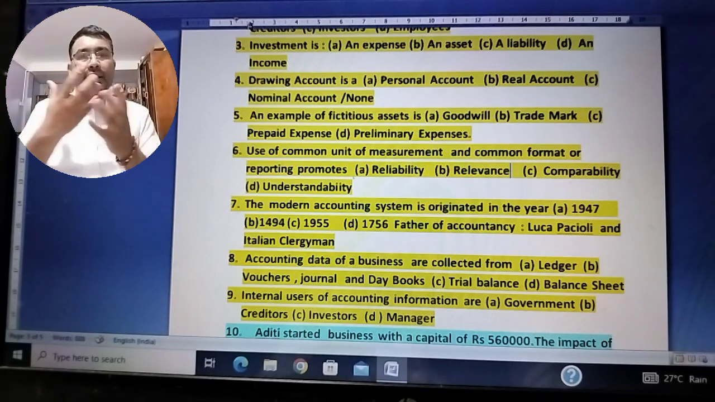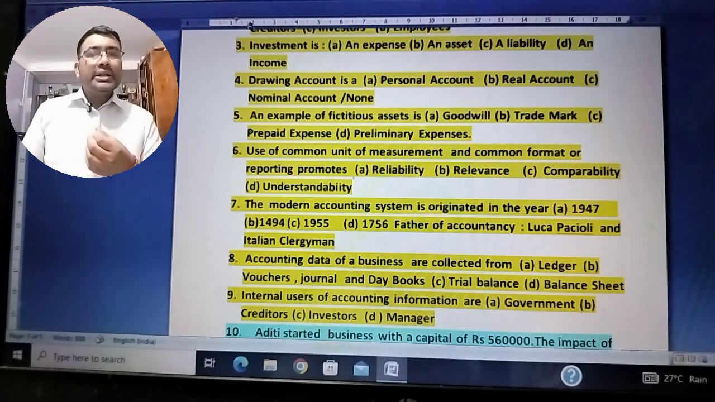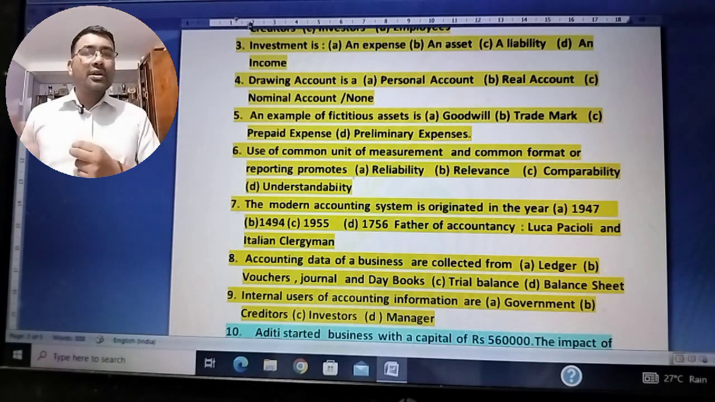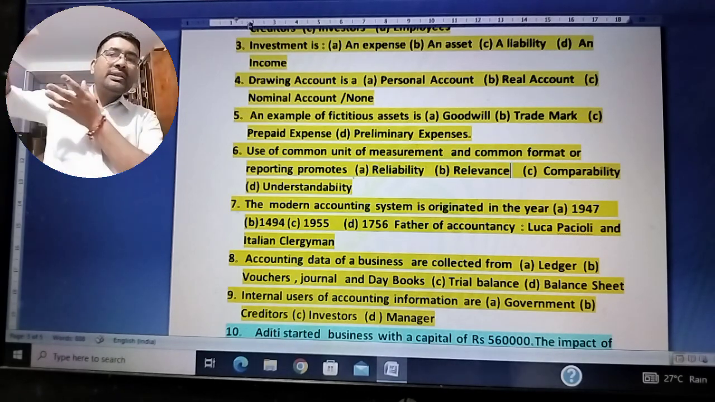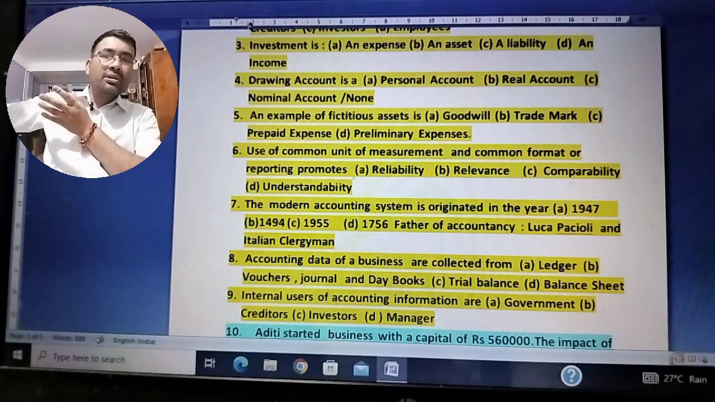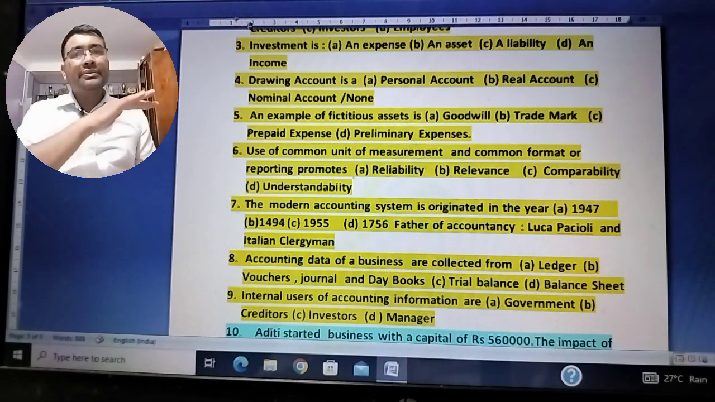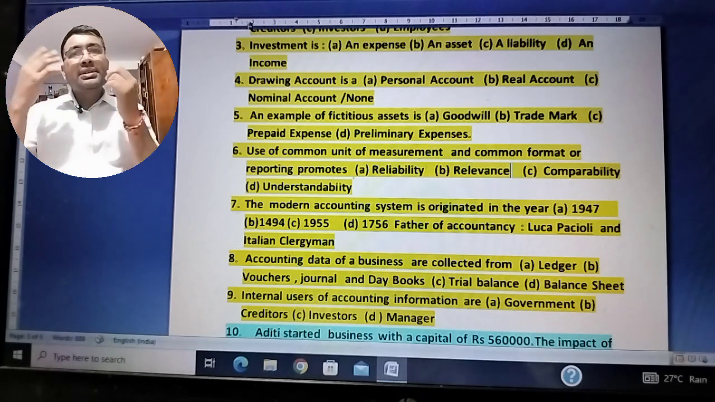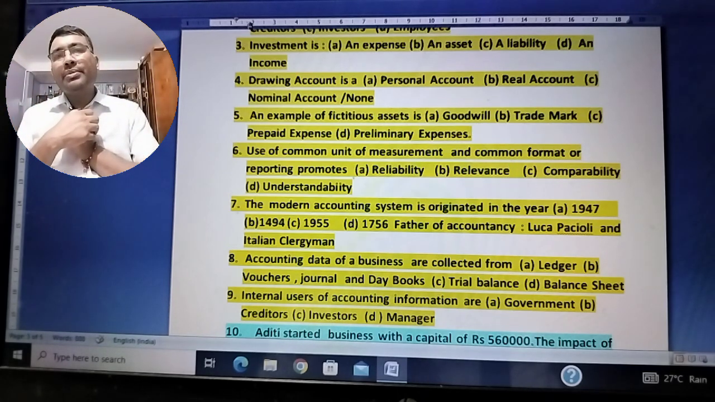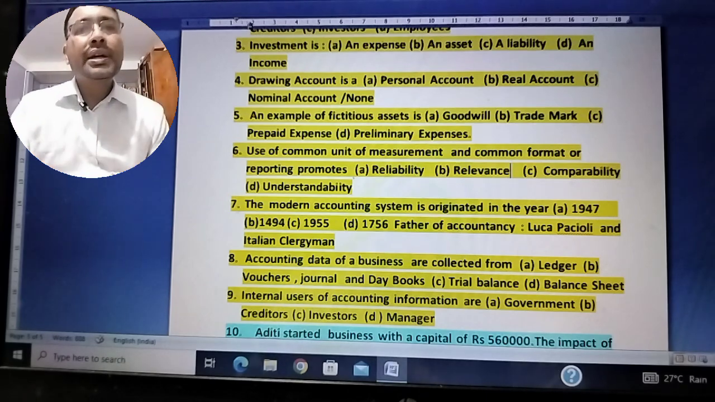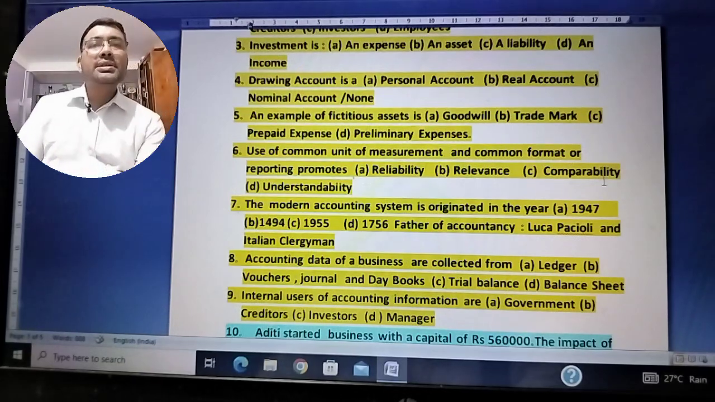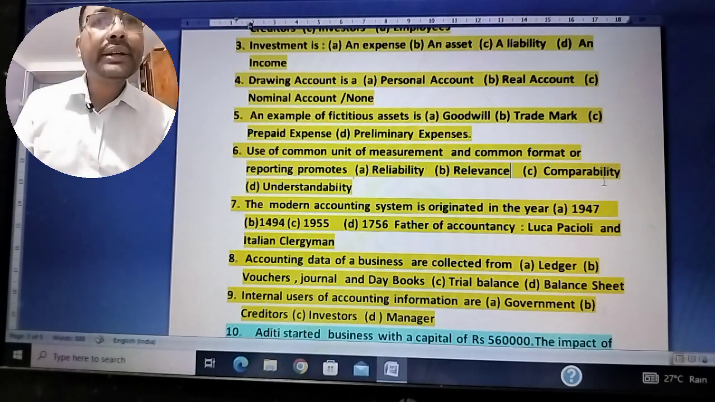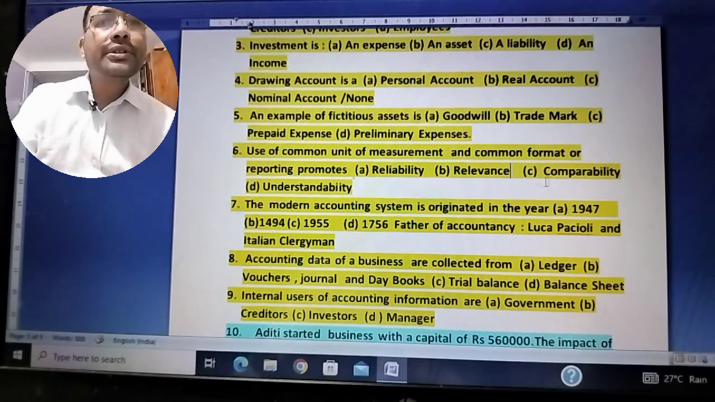See, while preparing accounts, the accountant is required to follow the same method or the same system of accounting, because if different approaches are followed every year, then the financial statement of last year will not be comparable with the financial statement of this year. So when you are using the same measurement and common format of reporting, it means you are following comparability. It is a feature of accounting information.